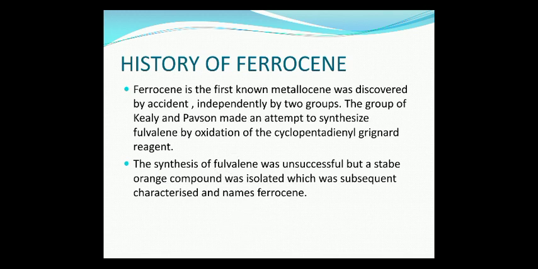How is ferrocene made? That's the history of ferrocene. Ferrocene, the first known metallocene, was discovered by accident independently by two groups. The group of Kealy and Pauson made an attempt to synthesize fulvalene by oxidation of the cyclopentadienyl Grignard reagent. The synthesis of fulvalene was unsuccessful, but a stable orange compound was isolated, which was subsequently characterized and named ferrocene.